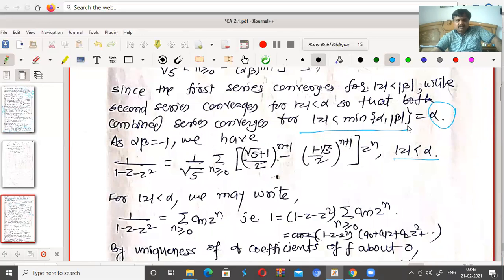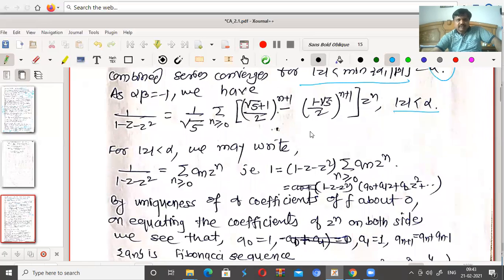So you have taken z raised to n for mod z less than alpha. For mod z less than alpha, we may write 1 upon 1 minus z square as this one. That is 1 equal to 1 minus z square, this is in the product, summation n greater than or equal to 0, an into z raised to n. So 1 minus z square into a0 plus a1z plus a2z square and so on.